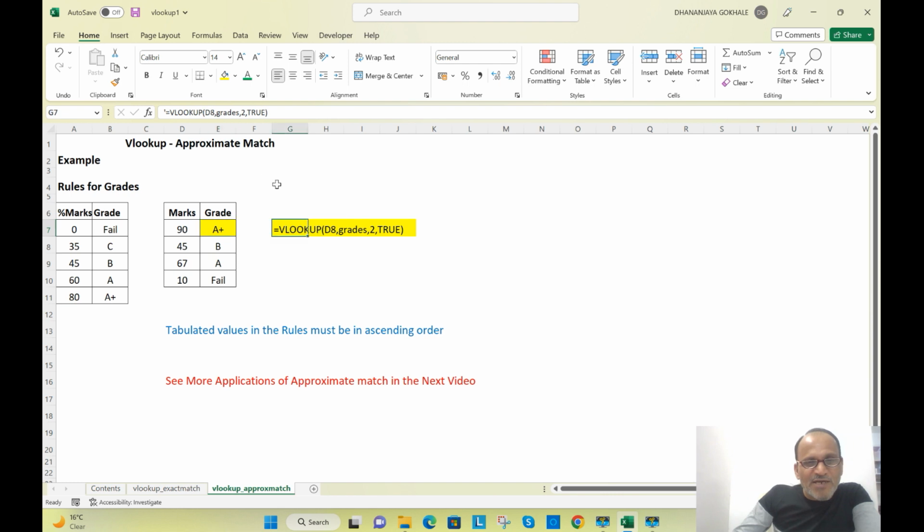Let me correct it here. It should have been D7. After evaluation, I had deleted one column here. That's how the formula got changed. So here we are looking at D7 and the table grades. That means this is our reference table where answers lie. Where do the answers lie? In column number 2. That's all. And we write TRUE for approximate match. Now, what is an approximate match?